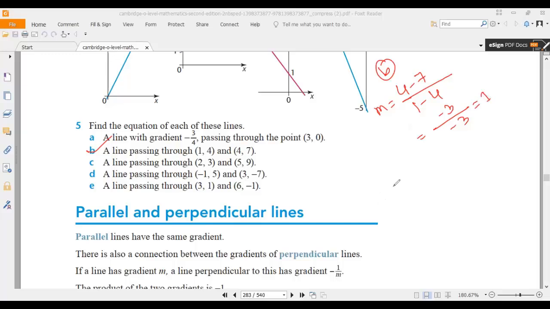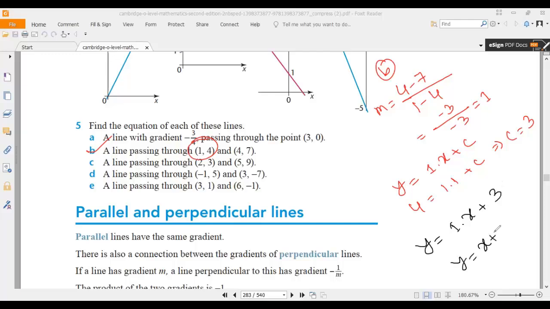Okay. So the equation will be y equal to mx plus c. That means 1 into x plus c. And it is passing through 1, 4 and 4, 7, so any point we can use. If I use 1, 4, that means y is 4 and x is 1. Then the value of c will be 4 minus 1, 3. Then the equation of the straight line will be y equal to 1 into x plus 3. So the final answer is y equal to x plus 3. So this is the equation of this straight line.